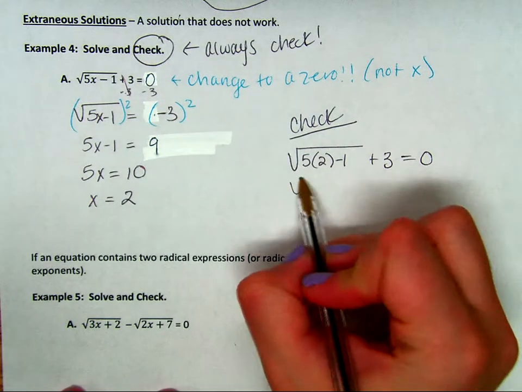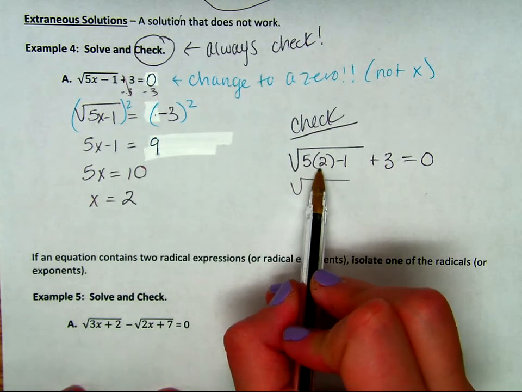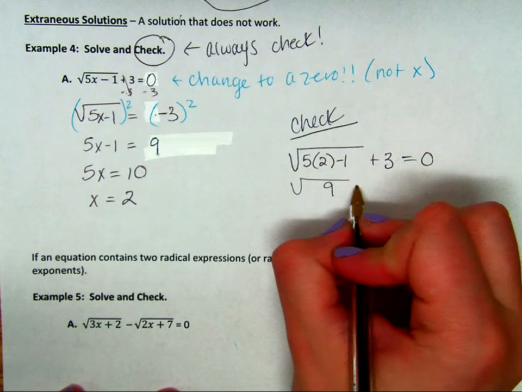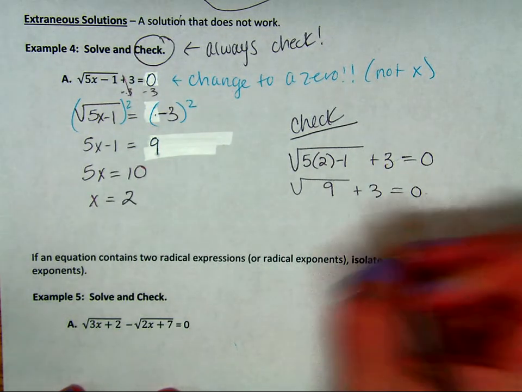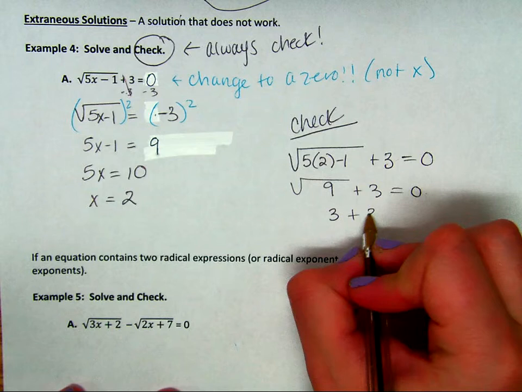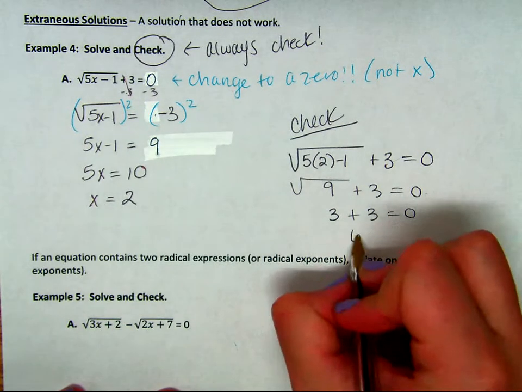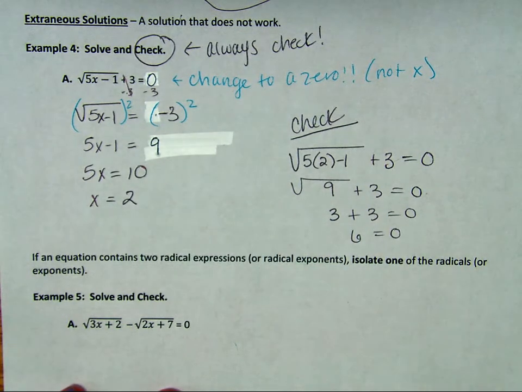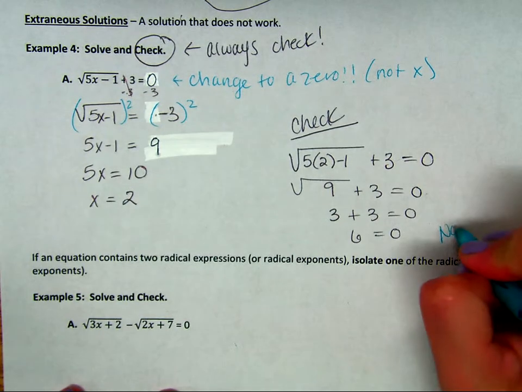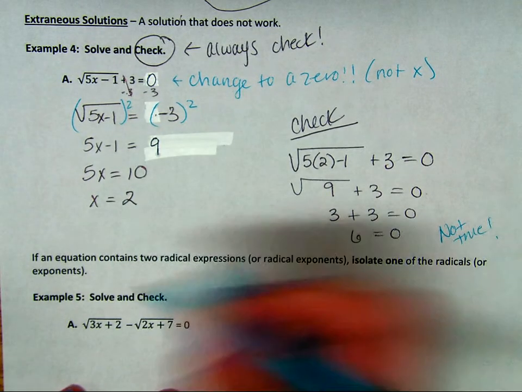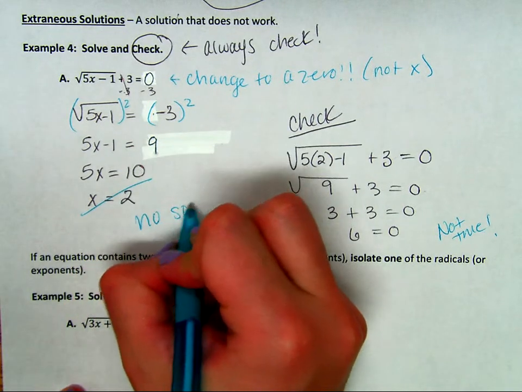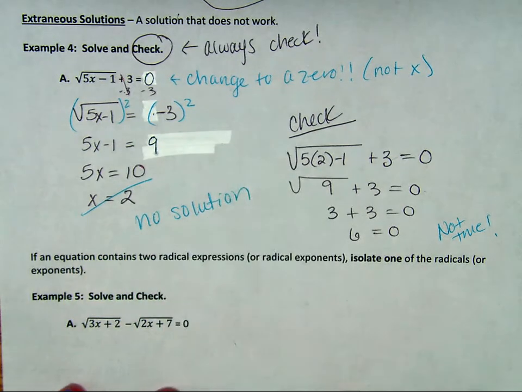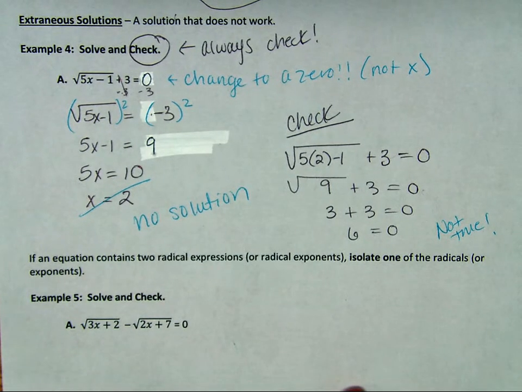So I get the square root of 5 times 2 is 10, minus 1, that's 9, plus 3 equals 0. The square root of 9 is 3, so I get 3 plus 3 equals 0. 6 equals 0. That is not true, so that is not a real solution. So not true, so we're going to say no solution. If you check it and it doesn't work, it's no solution.